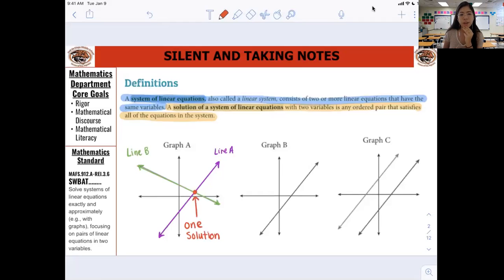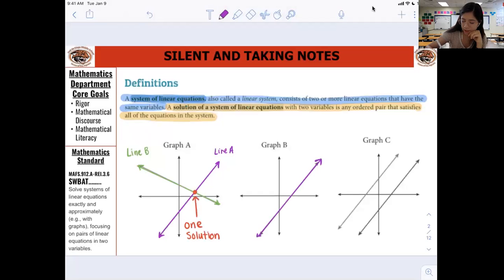So graph B kind of looks like it's just one line, right? Graph B, how many different lines do we see? One. Just one, right? But what it actually is showing us, and this is why I'm using my colors, I'm going to highlight it a little bit better.